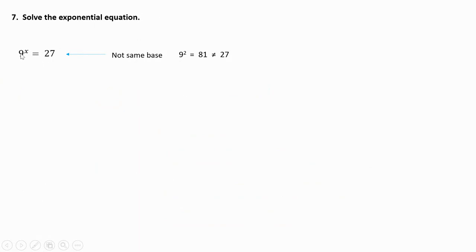So 9 squared. You always go with the smallest base, and if you square it, see if it gives you the other number on the right side. So 9 squared equals 81, right? It does not equal 27, which means that you have to find the common base. There has to be a common base for 9 and 27, which will give us 3, right? Because 9 is equal to 3 squared, and 27 is equal to 3 cubed.